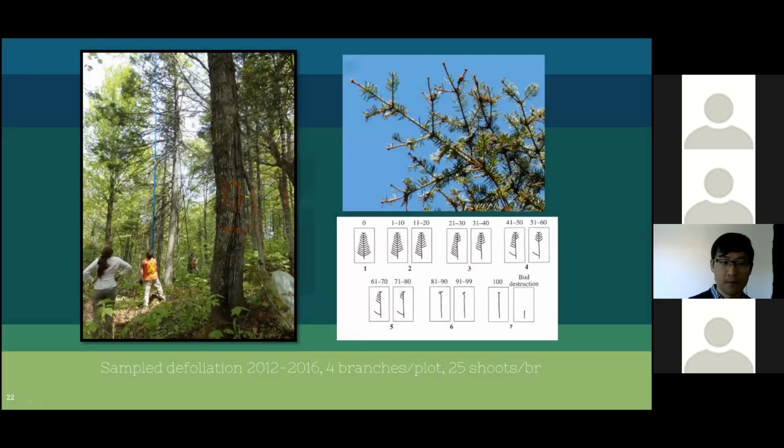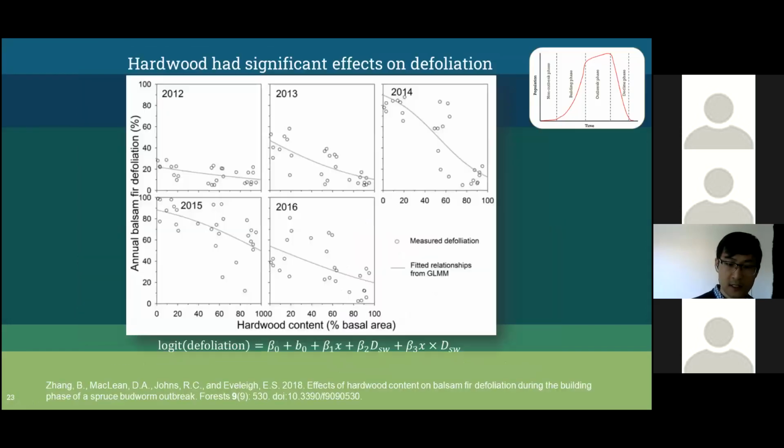We sampled branches from the top mid crown of the balsam fir trees. Once we get the branches down to the ground, they look like this. These tips are defoliated by the budworm. We compare to a natural needle arrangement and determine what percentage of defoliation has happened. Then we average it out to get the defoliation value. What we are seeing here is the result for the 5 years I sampled. On the x-axis is the hardwood content from 0% to 100%. On the y-axis is the defoliation of balsam fir.